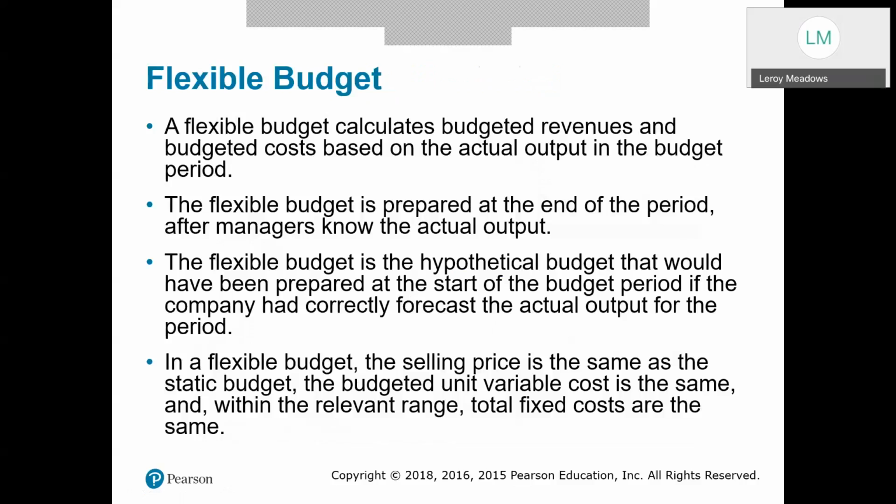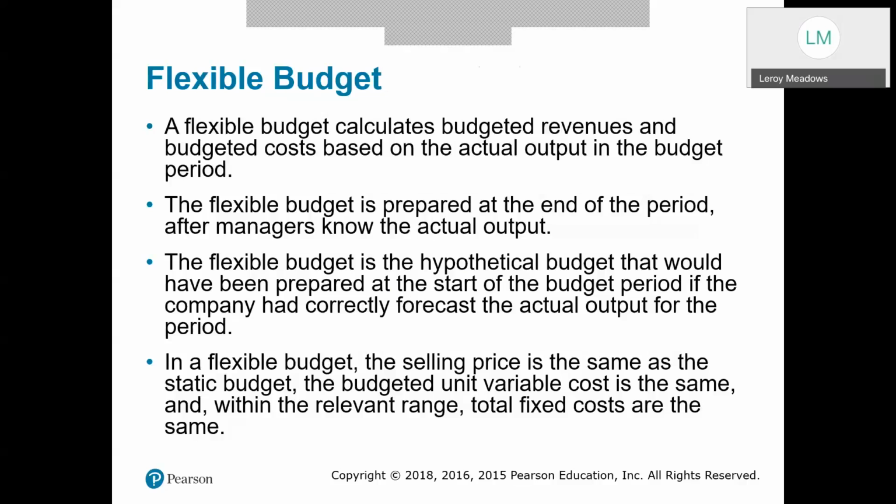So let's talk about a flexible budget. A flexible budget calculates budgeted revenues and budgeted costs based on actual output. So we're taking our budgeted sales price per unit, multiplying that by the actual units, to get what we call a flexible budget for revenues. Same thing with costs. We take our budgeted amount for direct materials, multiply that by the number of actual units we produced and sold, to give us our flexible budget for direct materials. And we do the same thing down the line for each line item.